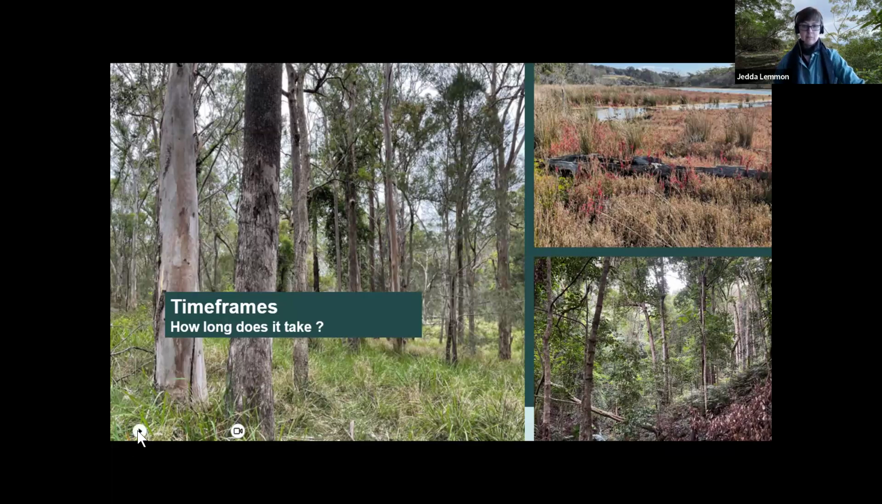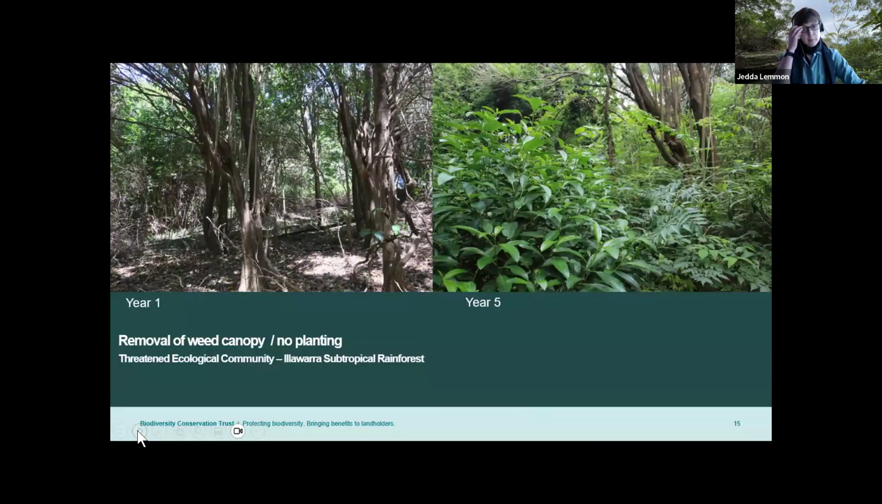Thanks, Alex. Yeah, so I've got 3 examples, just to give you a bit of an insight into some on-ground examples. This one is from an Illawarra subtropical rainforest site where the starting point was a really dense canopy of large leaf privet and really nothing underneath it. As you can see, the ground is actually quite bare. And so it was a solid canopy of privet.